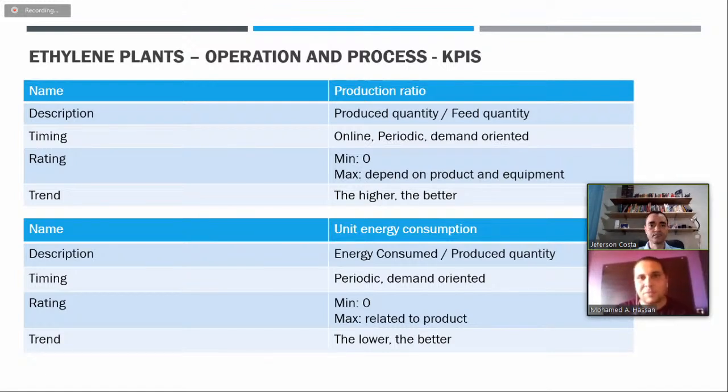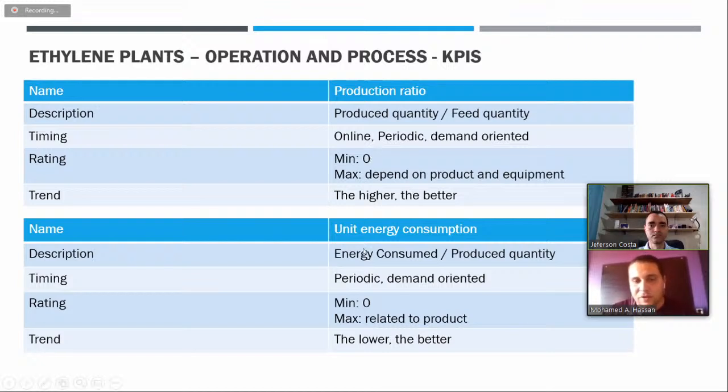There are some general KPIs for the plant. The first is the product ratio, which is defined by the product quantity over the feed quantity. This KPI is a ratio, with a minimum of zero and a maximum depending on the product and the equipment. The higher the product ratio, the higher the performance of our plant.